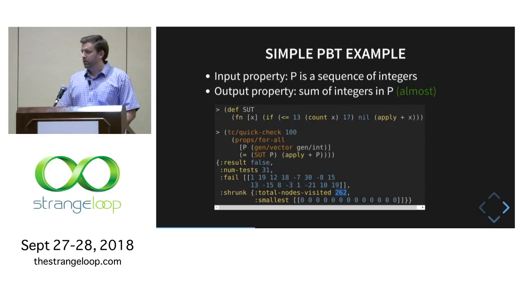Then the system continued and it did 262 more iterations to try and find a smaller test case. And it ended up finding that a sequence of 13 zeros would trigger the problem. So you can see that that's a lot less in terms of complexity and size, it's smaller.